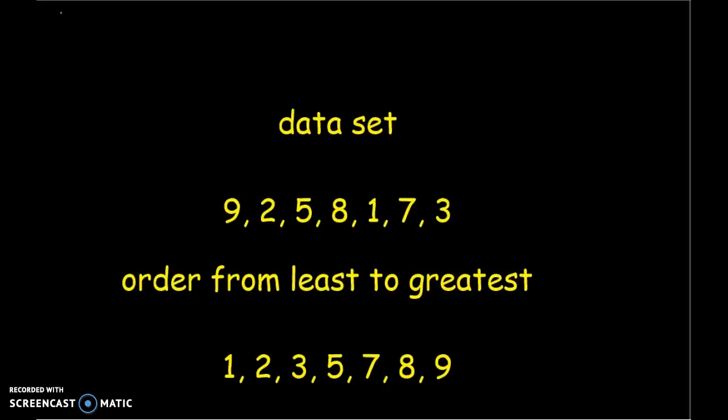So we take a look at our data set. Here we have a set of numbers: 9, 2, 5, 8, 1, 7, and 3. First thing we're going to do is order it from least to greatest, and here we've done that for you. We have 1, 2, 3, 5, 7, 8, and 9.